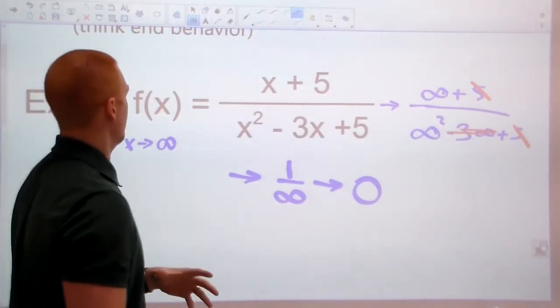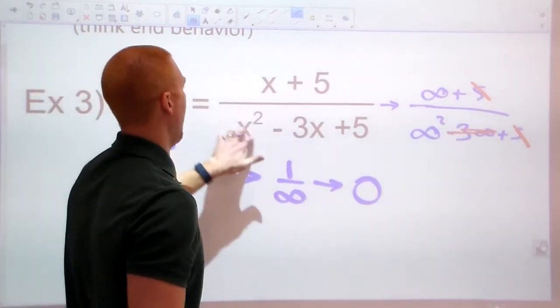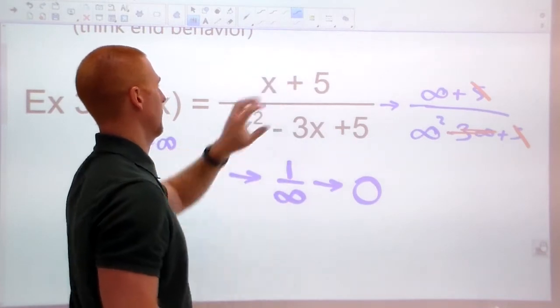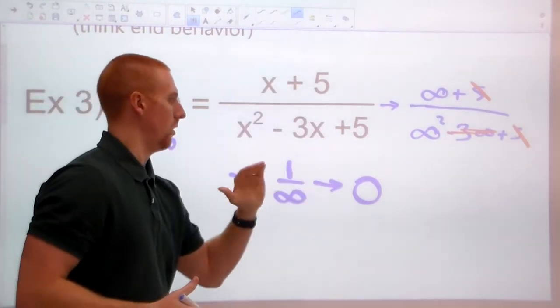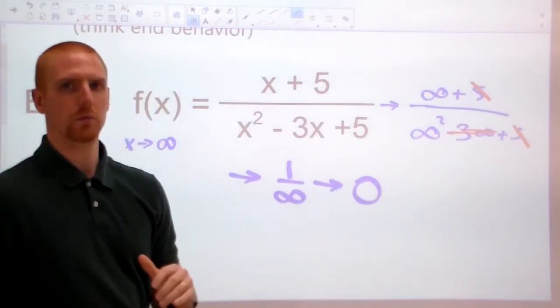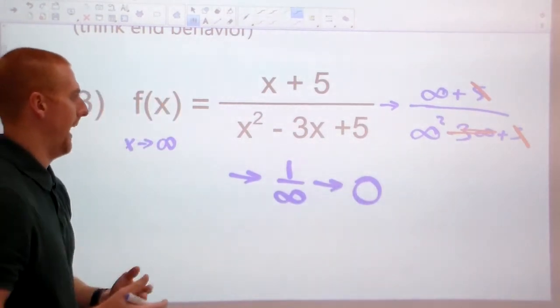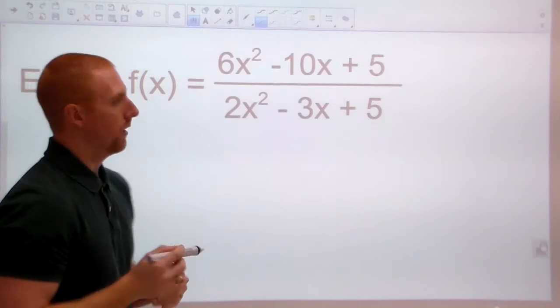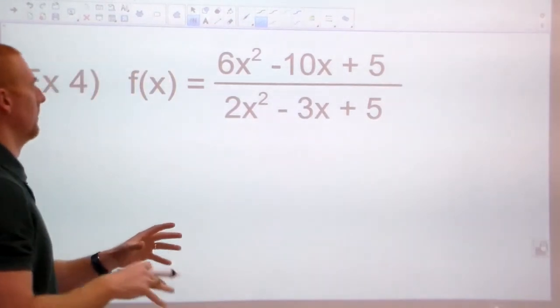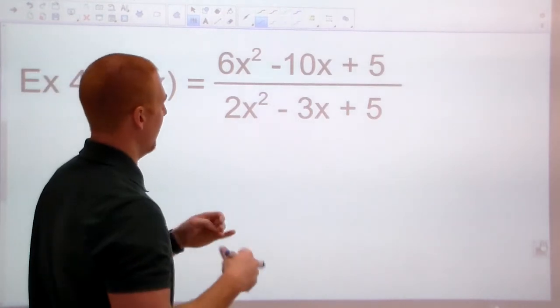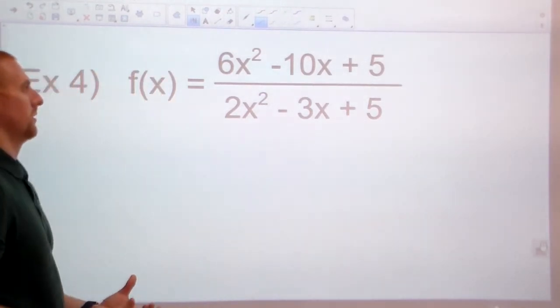So in the case, really, anytime you see a bigger power of x on the bottom than on the top, your y value long term is going to approach 0. So you're going to have a horizontal asymptote at 0. Now in this example, we'll try to not do all that other infinity stuff every single time. There's some shortcuts we can start to look for.